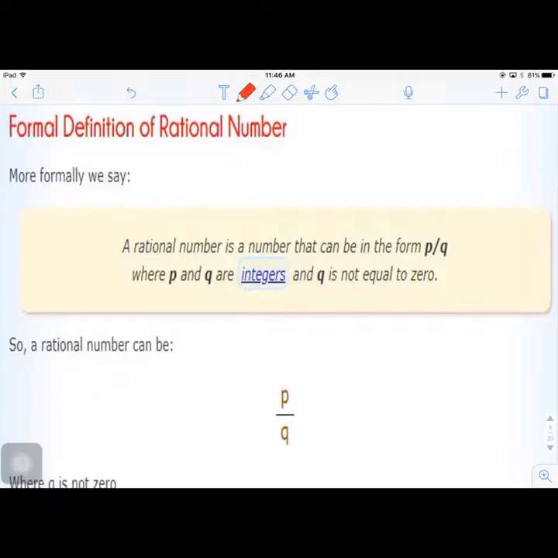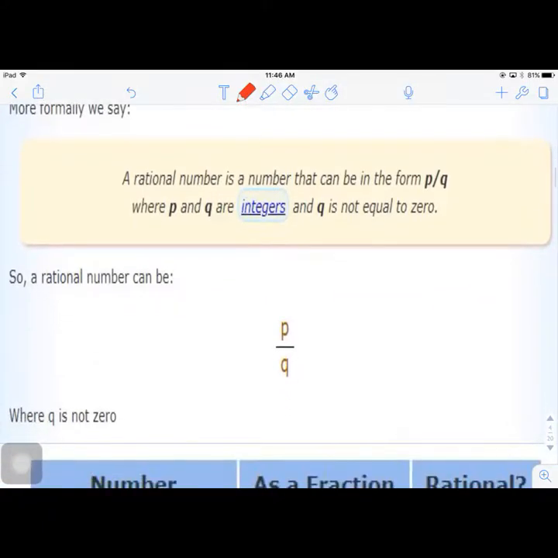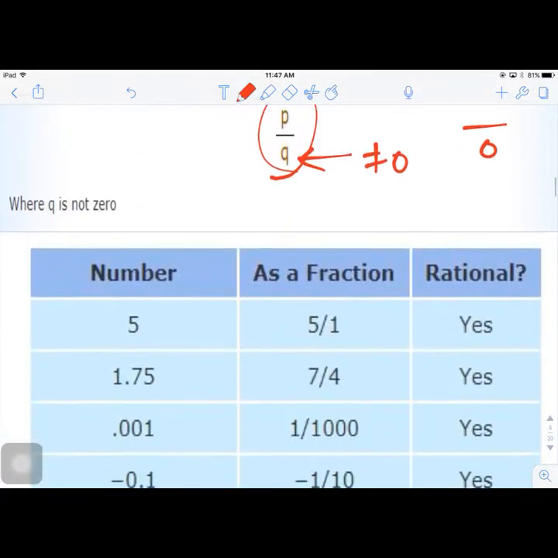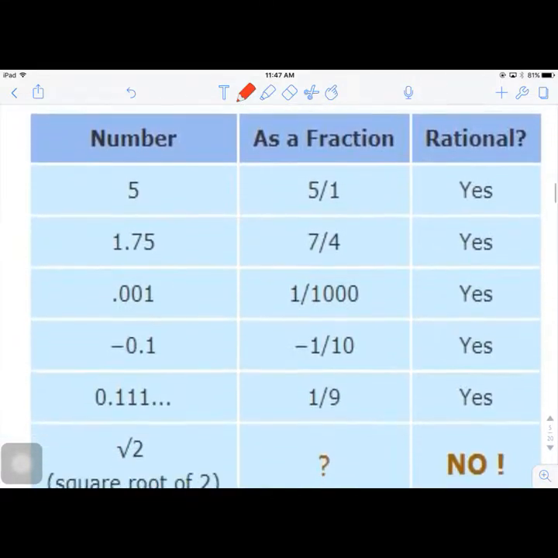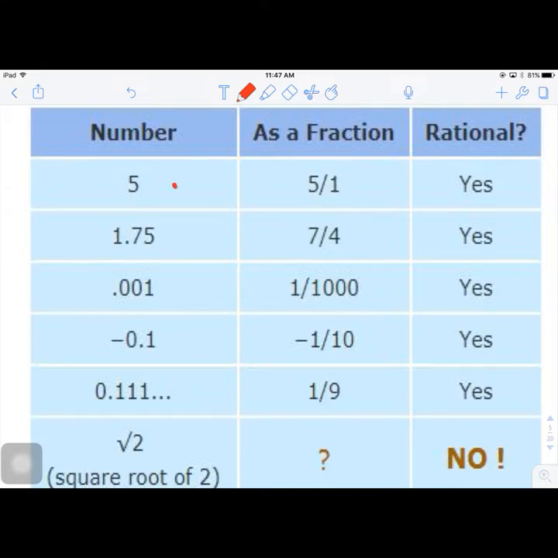Here is another definition. A rational number, again, can be written in the form P over Q, which means it's a fraction. And the only restriction is that Q cannot equal 0 because you cannot divide by 0 in a fraction. Otherwise, you would have an undefined problem. And here are some more examples of rational numbers. The number 5 can be written as 5 over 1. 1.75 can be written as 7/4. And anything basically that can be written as a fraction is considered a rational number. So therefore, those are all examples of rational numbers.